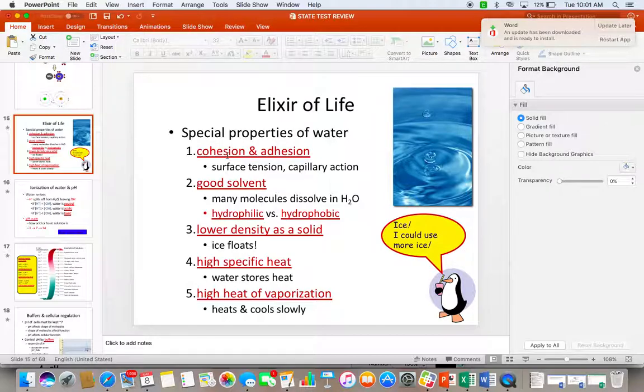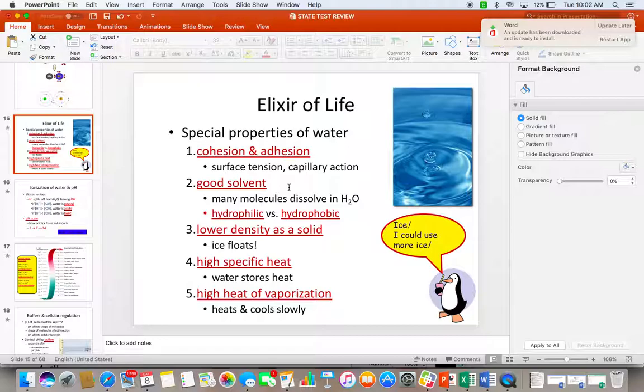Cohesion means that water sticks to itself. Okay, so co is together. Adhesion means that water sticks to other stuff. Glue, for example, is an adhesive. If you were going to buy glue at Home Depot or Lowe's, you would go to the adhesive aisle, because glue is going to allow you to stick two different things together. So when you think about adhesion, think about water sticking to other things.